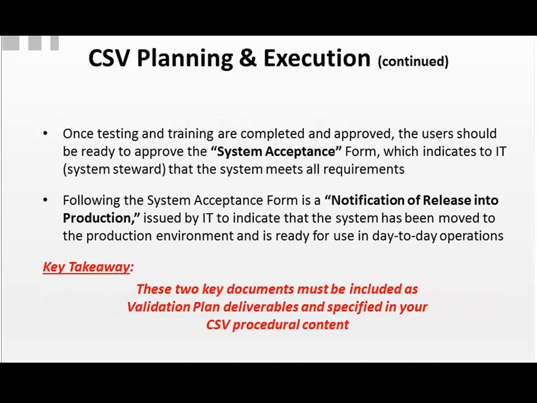Now again, your system acceptance form is your contract with your users. The system does what it purports to do. And the notification of release into production indicates the date and time on which data can be collected in a valid way for your system. These 2 should also be deliverables in your validation plan and specified in your computer system validation procedural content.